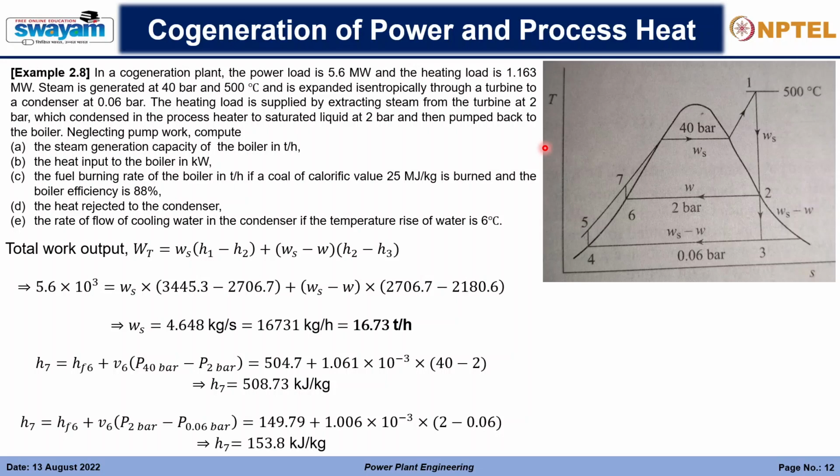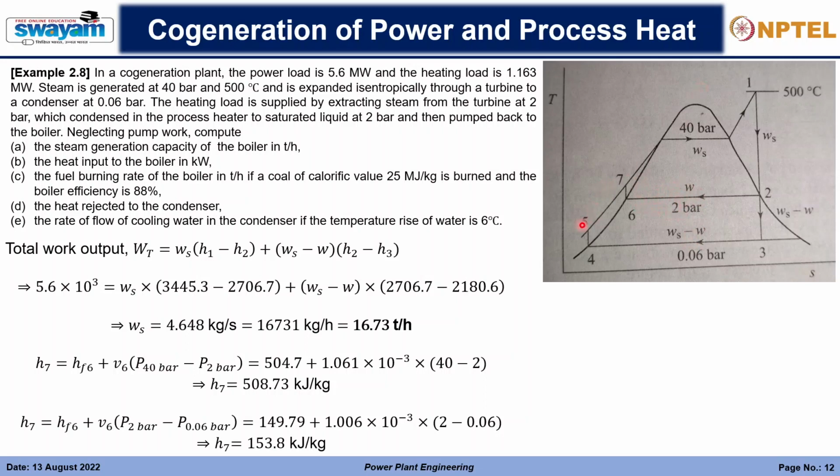But if you take the difference and somehow mix it, the pressure difference is not that high. Between 2 bar and 40 bar, that is okay. But the intermediate pressure, 2 and 0.06 bar, is also not that high. If it had been like 10 bar, then the point would have come here, and the enthalpy mixture would have more significance. But for 2 bar and 0.06 bar, I do not think it is quite high.